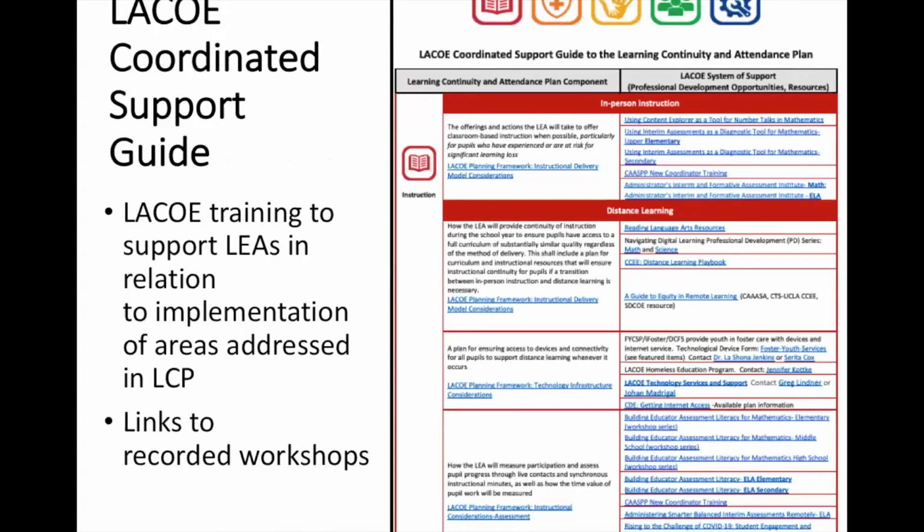This is a copy of what's on our website, and this is a LACO support guide. It includes suggestions and resources for each section of the plan. So on one side, you'll see some general recommendations. On the right-hand side, you'll see a list of resources throughout LACO and outside of LACO to support you in addressing each area of the plan. And many of the links go to recorded workshops or directly to resources that you can use. This is available on the main page of our LACO website.